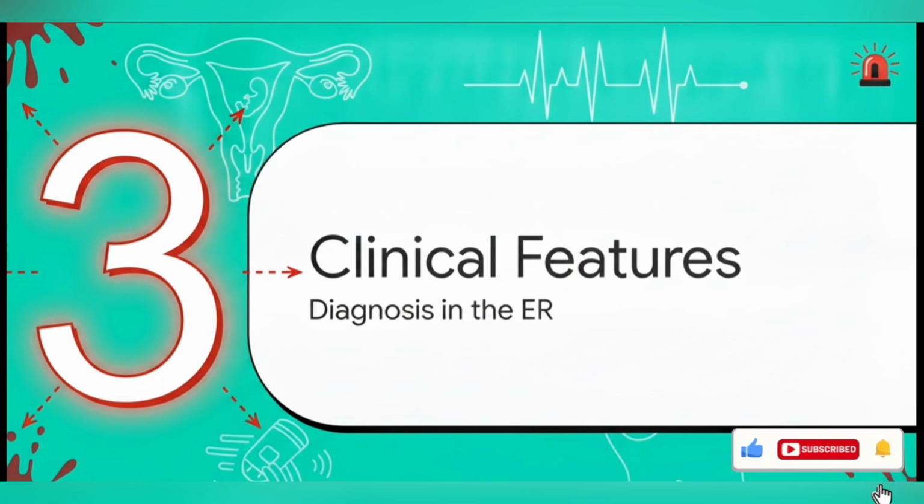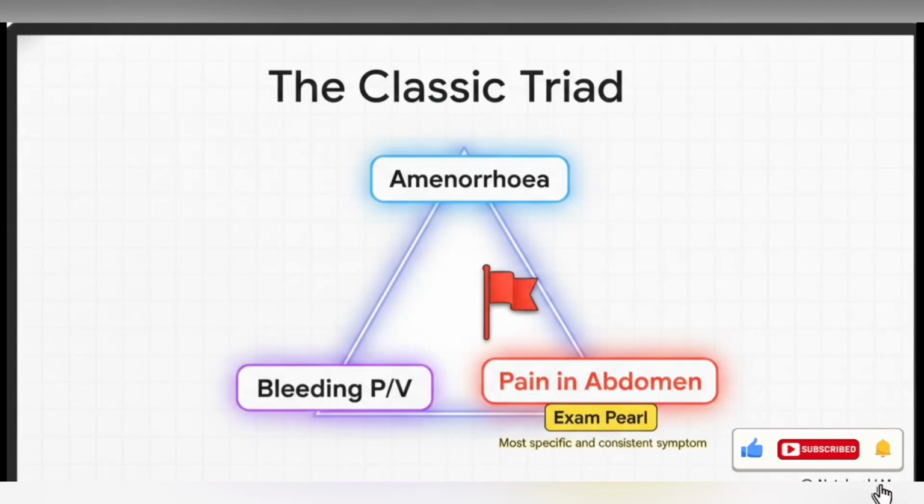Moving into Section 3, Clinical Features and Diagnosis. Imagine the patient has just arrived in your emergency room. Let's build that real-world sense of clinical urgency. How are they actually going to present to you? I want you to hardwire this classic triad into your brains right now. Amenorrhea, pain in the abdomen, and bleeding per vagina.